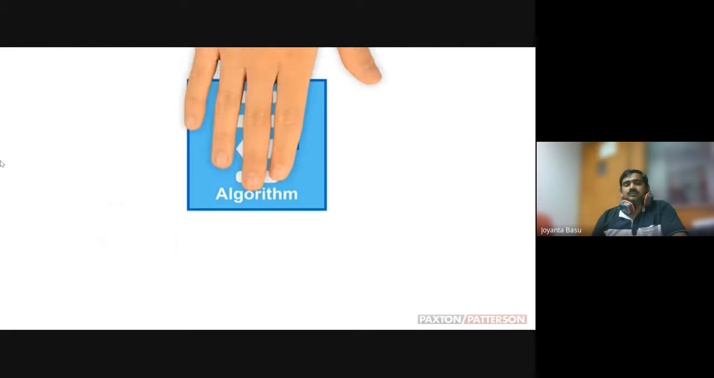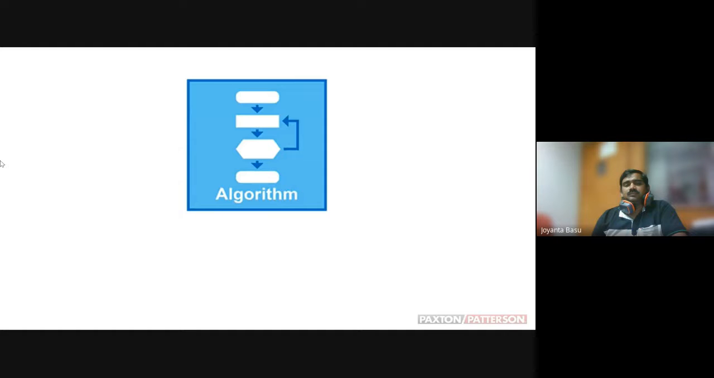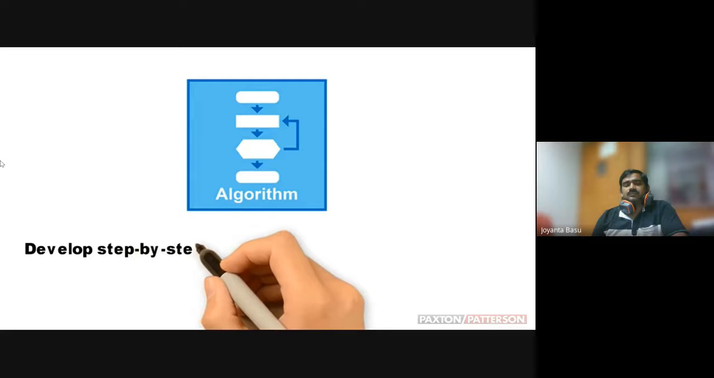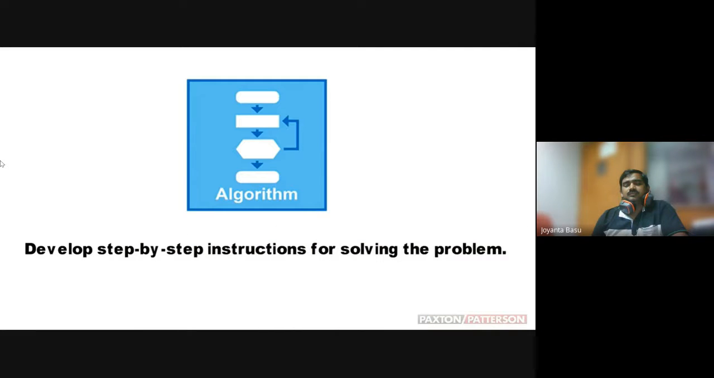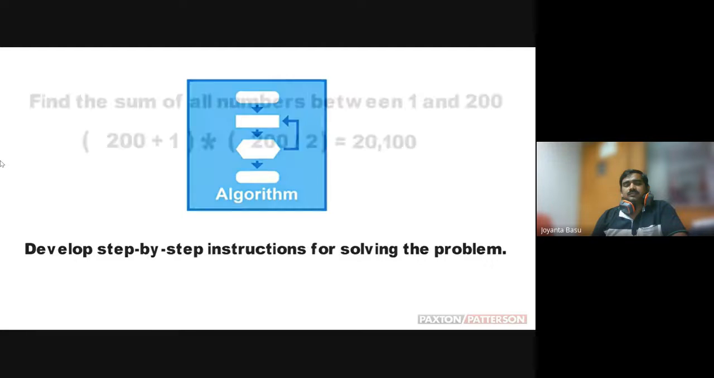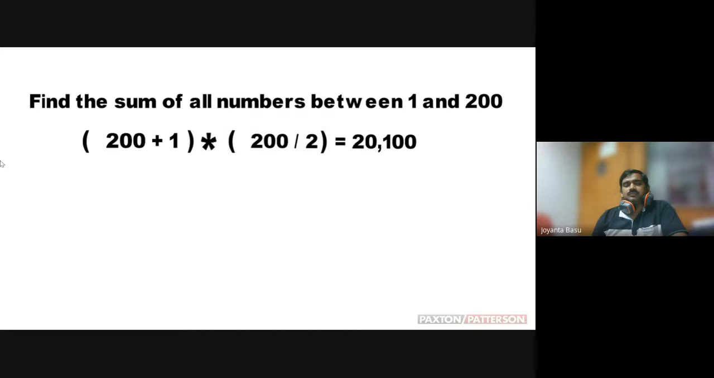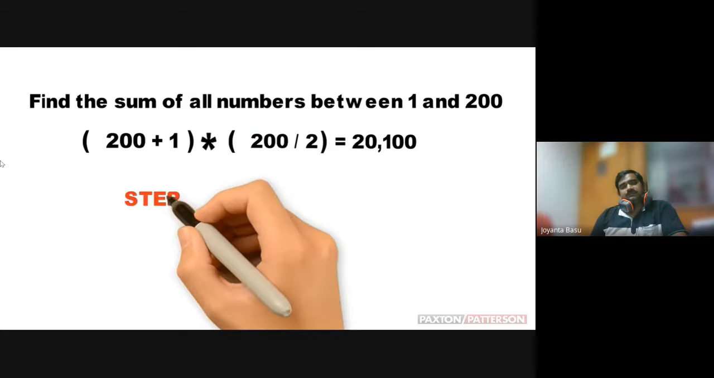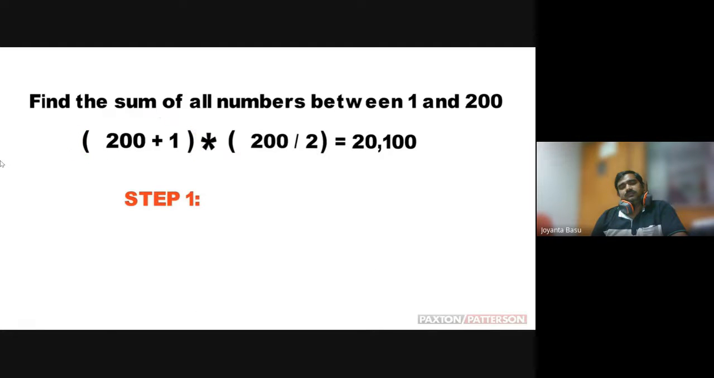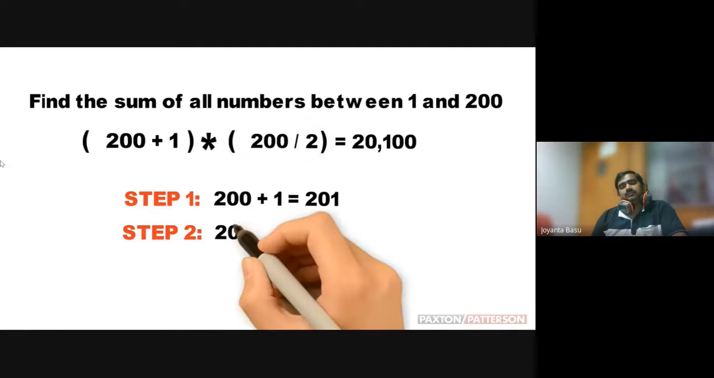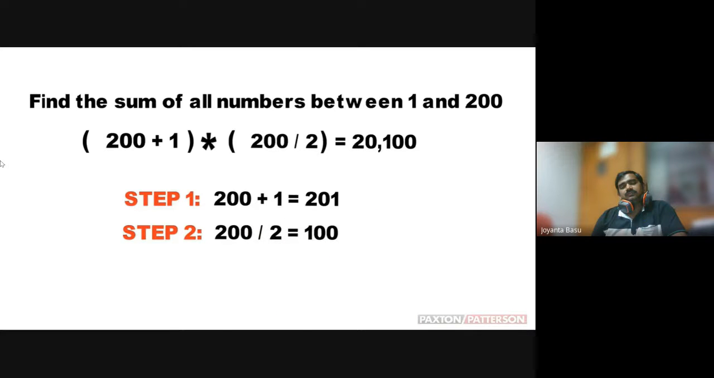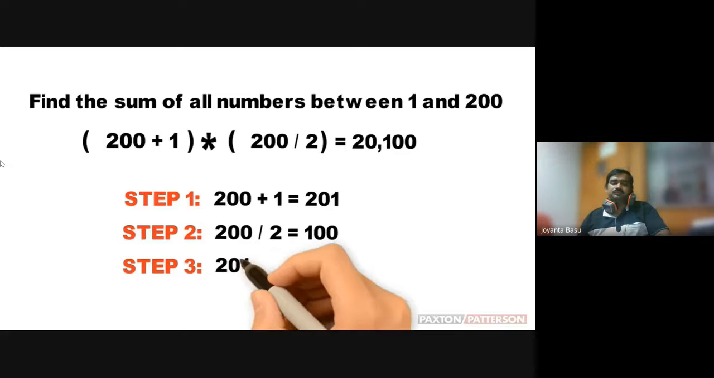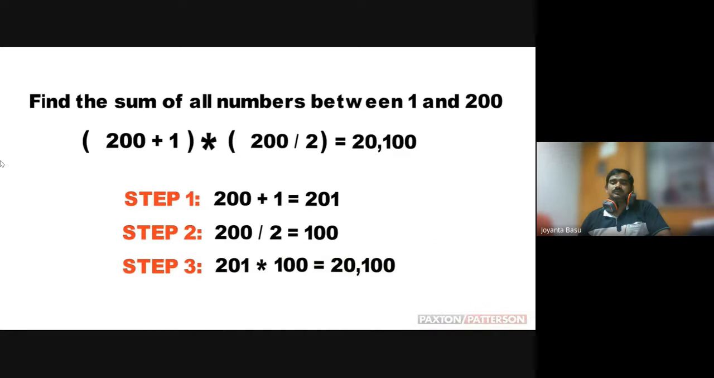The fourth and final step of the computational thinking process is algorithm design. Algorithm design involves developing step-by-step instructions for solving the problem, which you can use again to solve similar problems. In our original problem, we had to find the sum of all numbers between 1 and 200. Step 1. Find the sum of 200 plus 1. 200 plus 1 equals 201. Step 2. Find the quotient of 200 divided by 2. 200 divided by 2 equals 100. Step 3. Multiply the answers from step 1 and step 2 together. 201 times 100 equals 20,100.